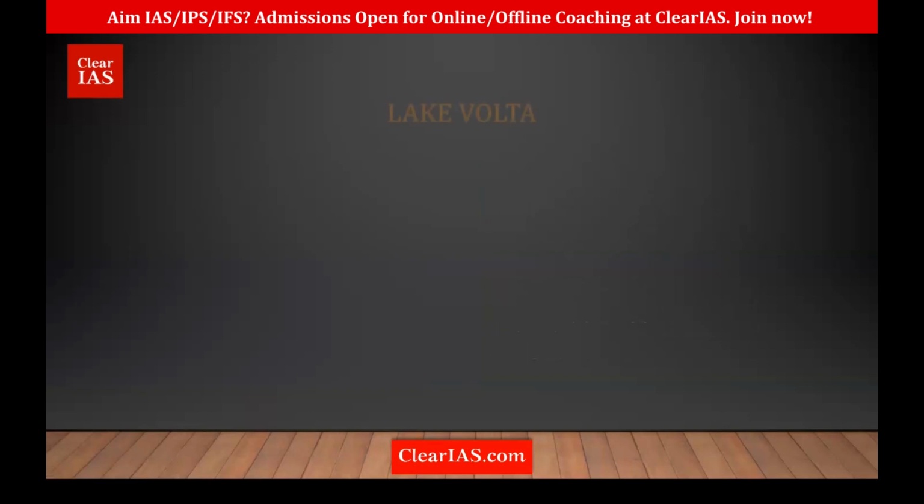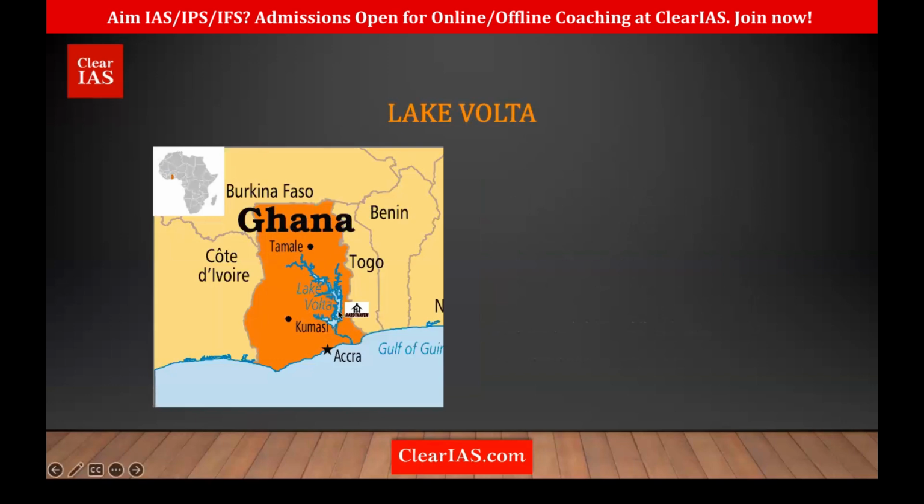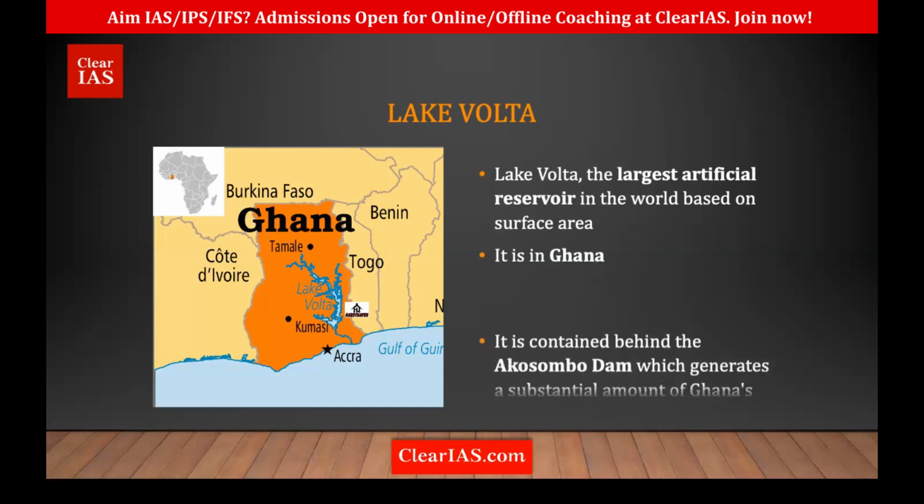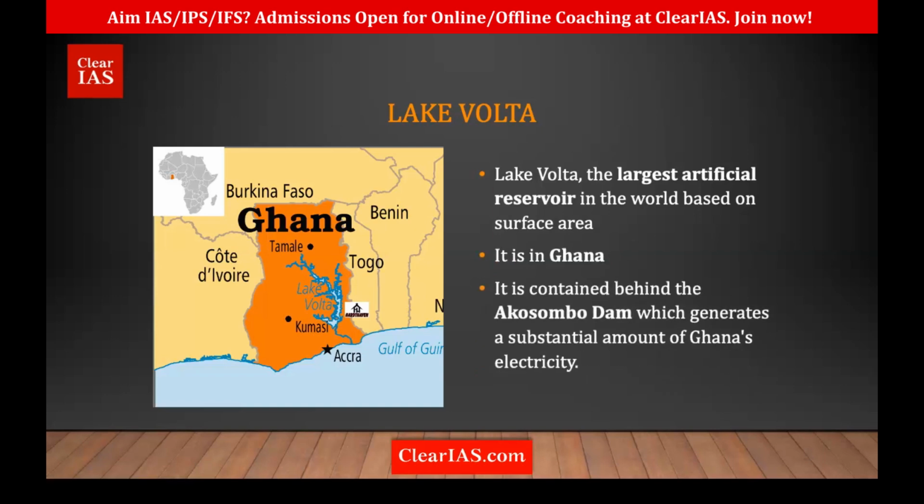Next one is Lake Volta. You can see Lake Volta here, in Ghana. Above we have Burkina Faso, Cote d'Ivoire, Togo, Benin, all around Ghana. But Lake Volta is in Ghana. Lake Volta is the largest artificial reservoir in the world, based on surface area. It is behind Akosombo Dam, which generates electricity for Ghana. So remember, Lake Volta is in Ghana.